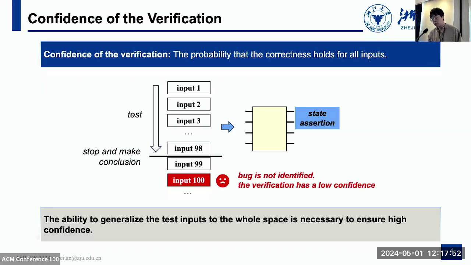Here we use a quantum example to motivate this ability. Given a quantum program, we test 99 inputs and find no bug. We stop the testing and think that the program is correct. Without the generalization ability, we can't use these 99 inputs to verify whether the 100th input is wrong or not. So all of our effort is wasted if the program is wrong.